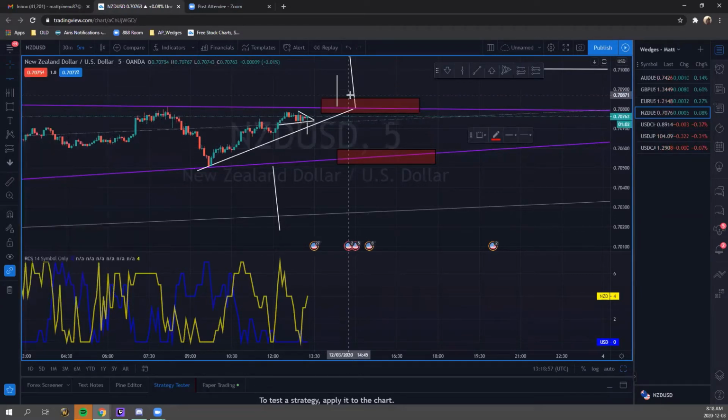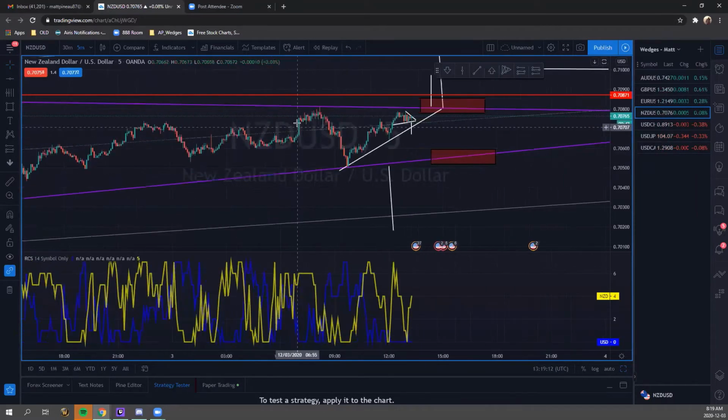So 70.87. And you see how on the RCS tool, the New Zealand is now pointing up? So it's got some strength to the upside. It had a pullback, and now it's got some strength to the upside. The dollar hasn't moved at all. It's just flatlined at the bottom.